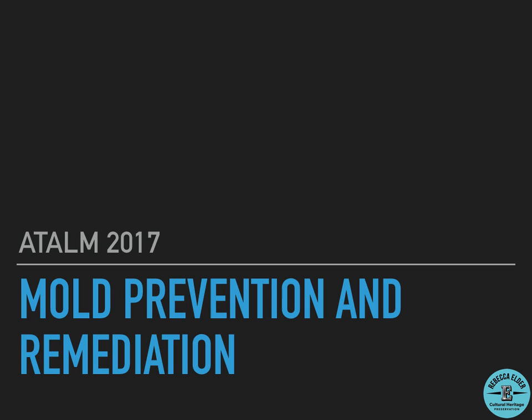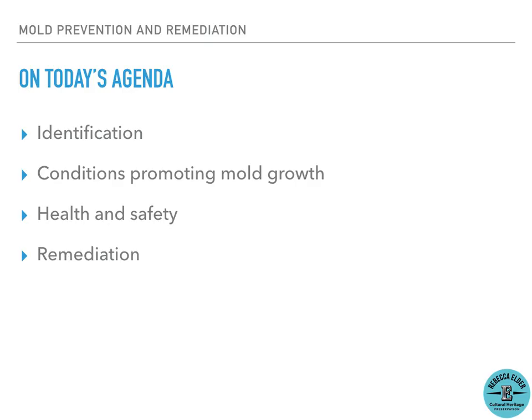Mold is a constant threat to library, museum, and archive collections. So if we know a little bit about it, we stand our best chance of protecting our collections from that kind of damage. Today we are going to talk about how to identify mold if you find it in your collections. We're going to talk about what makes mold happen. We're going to talk about health and safety, because mold is a health hazard and your health is way more important than any collection. And we're also going to talk a little bit about remediation. So let's dive in.